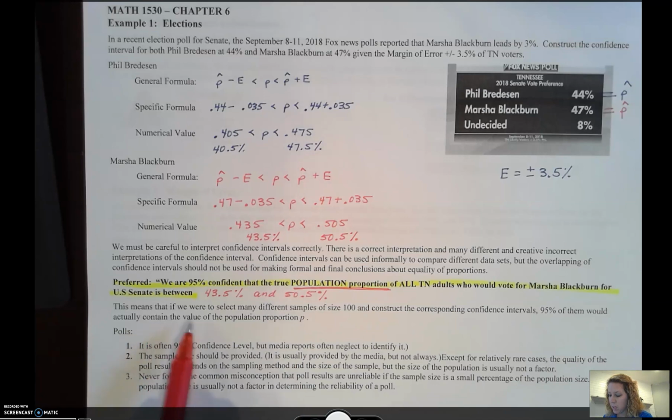This means if we were to select many different samples of size 100 and construct the corresponding confidence interval, 95% of them would actually contain the value of the population proportion p. Sometimes in polls, they don't give the confidence level. Sometimes the sample size should be provided, but it's often not. Also, never follow the common misconception that polls are unreliable if the sample size is too small. The population size is usually not a factor in determining the reliability of a poll.